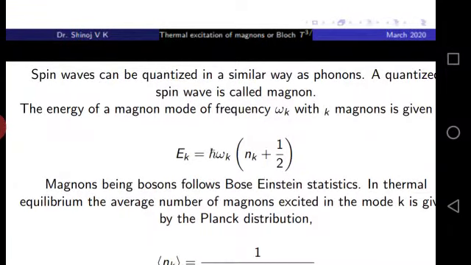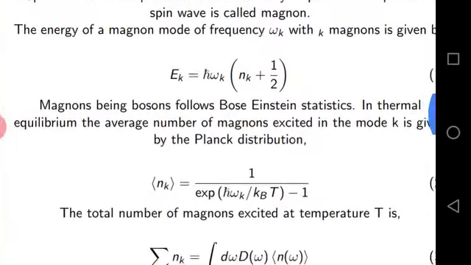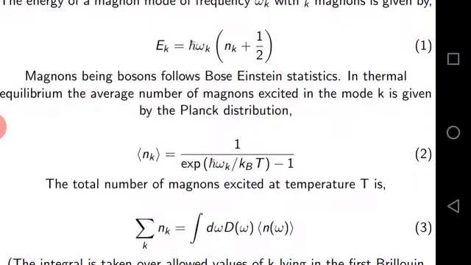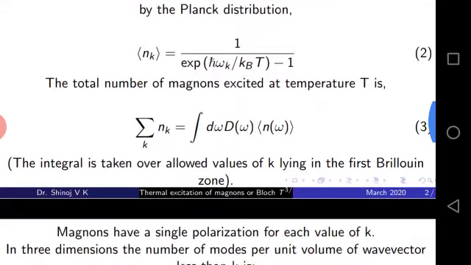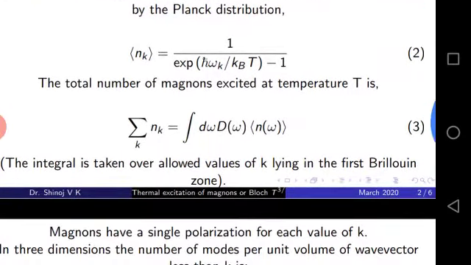And being a boson, the average number of magnons excited is given by the Planck distribution law. So the total number of magnons excited at temperature T is given by these expressions, where this D(omega) d omega represents, just like the density of states, the number of modes available within a small interval of frequency d omega.